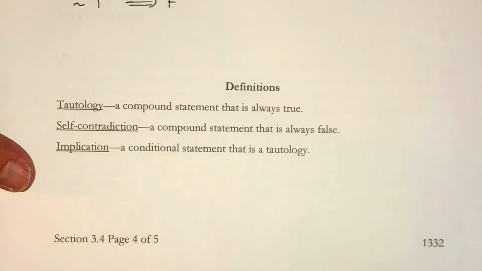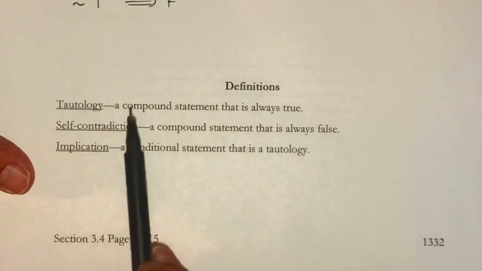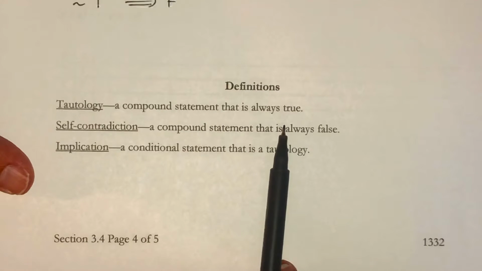This is part 4 of section 3.4. We have a couple of definitions, and then we are going to work just a couple more problems and we are done. So the definition of a tautology is a compound statement that is always true.